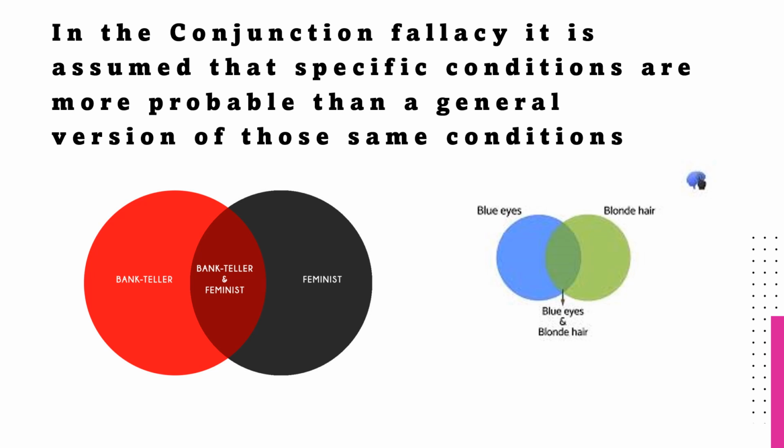We can see it more clearly if we look at blue eyes and blonde hair. There's a section of people who have blue eyes, a section of people who have blonde hair, and in perhaps many cases those two overlap, and there's a population of people that has blue eyes and blonde hair. But those two conditions can't be more probable than any single condition. It can't be more probable that somebody has blue eyes and blonde hair than simply having blue eyes. So judging the specific conditions as more probable is a kind of fallacy of reasoning that people tend to make.